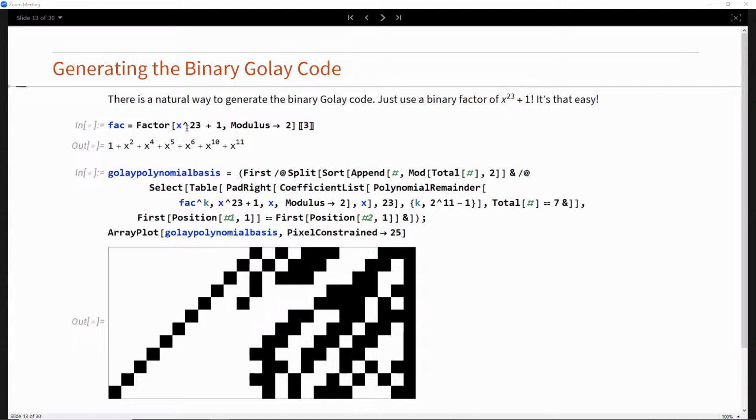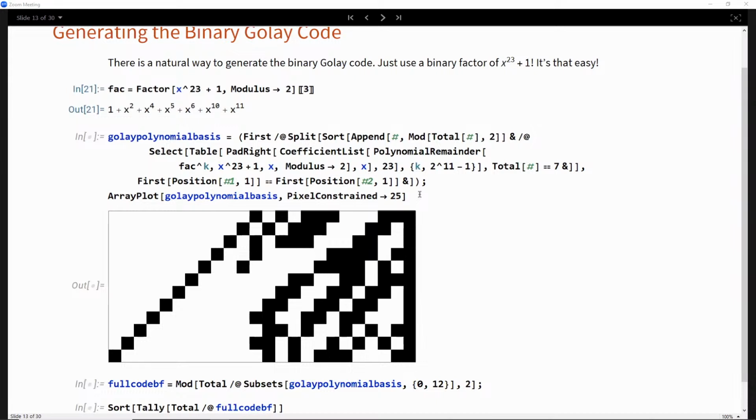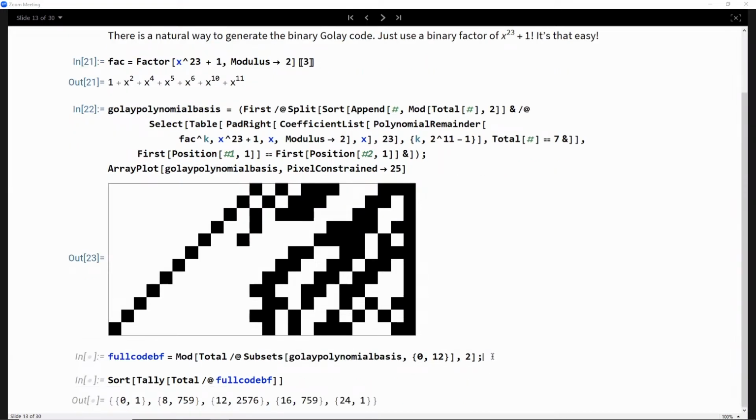But you can also take a look at the factors of x^23 - 1 in binary, and this is one of the polynomials that drops out, and we can use that to make a generator for the binary Golay code. It's that easy. Here's the generator here. We add all of those up, and when we take a look at their distribution, there's 759 octads. So it turns out there's a lot of different ways for generating the binary Golay code.